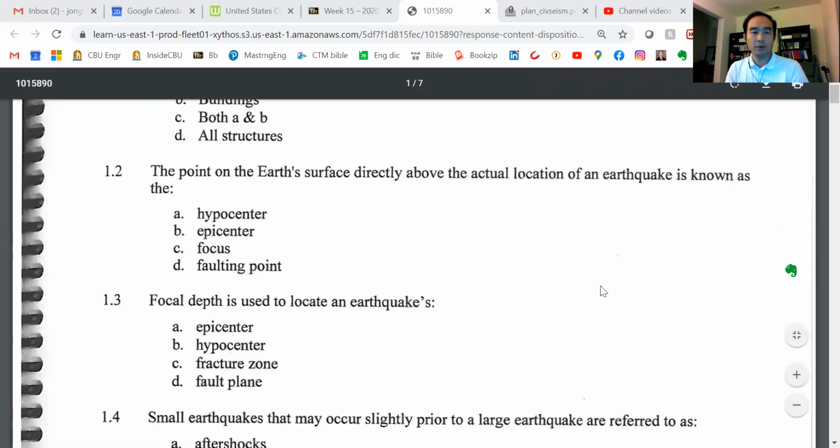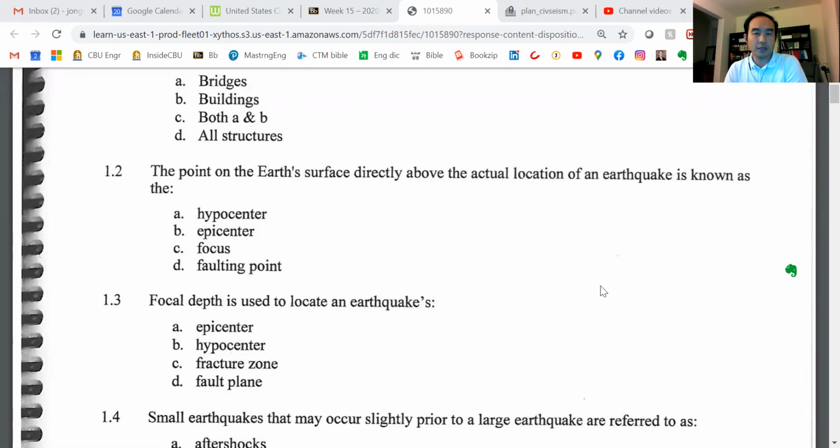Second problem: the point on the Earth's surface directly above the actual location of an earthquake is known as hypocenter, epicenter, focus, or faulting point. We already talked about the difference between hypocenter and epicenter. Epicenter is on the Earth's surface, while the focus or hypocenter is the exact location of the earthquake itself. So the answer is going to be B.